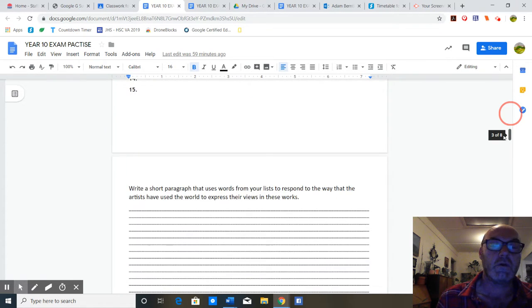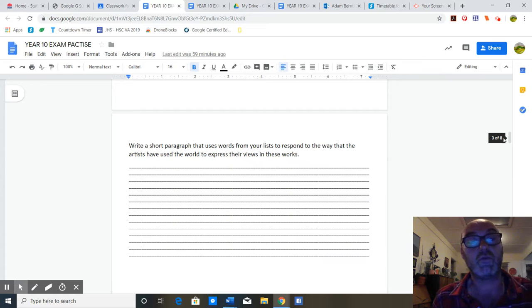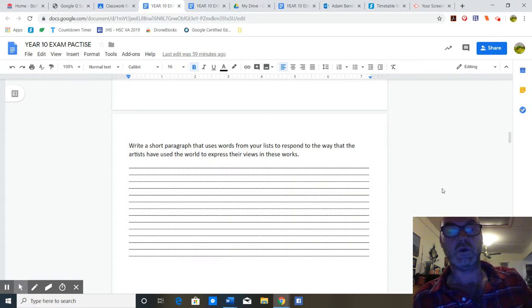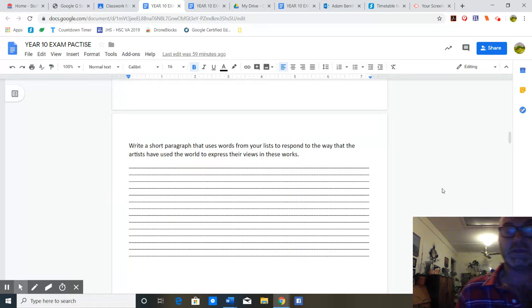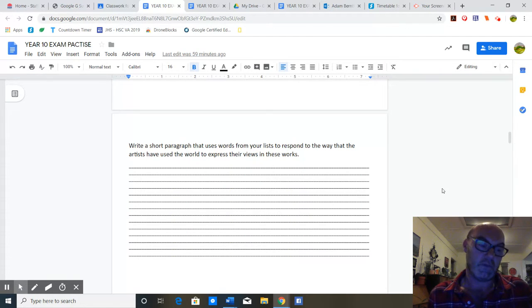Once you've done that, you need to write a short paragraph that uses the words from your list to respond to the way that artists have used the world to express their views in these artworks. So if you think about loneliness and isolation and grand spaces that are empty, you shouldn't have too much of a problem getting across the line with this part of the question.